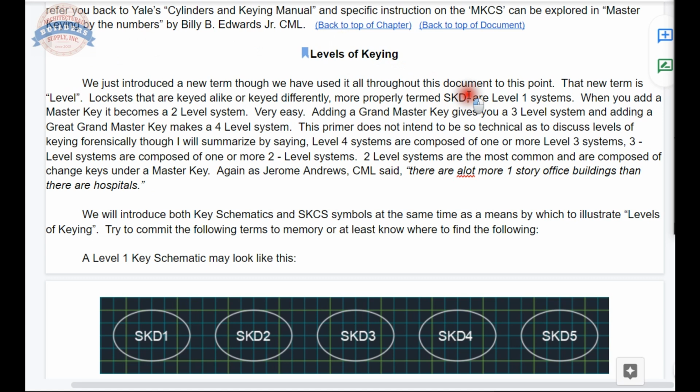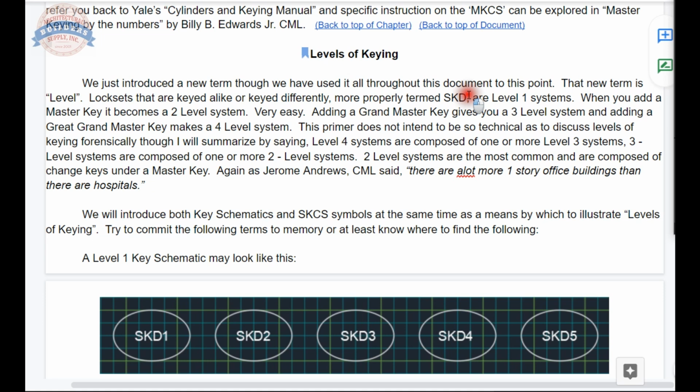You've just got a lock or locks, and they're keyed alike or they're keyed different. There's no individual key that will tie those together that you would see in a level 2 system. So we're going to just call those level 1 systems. A home is very likely going to be just a level 1 system.